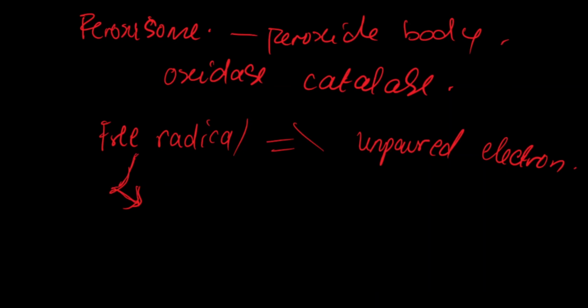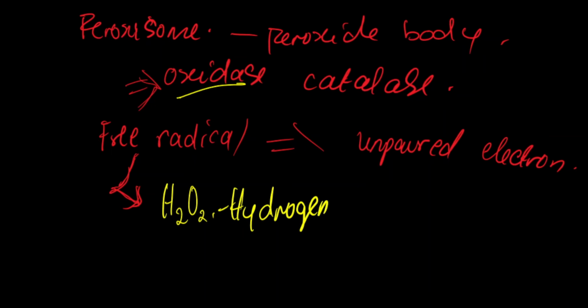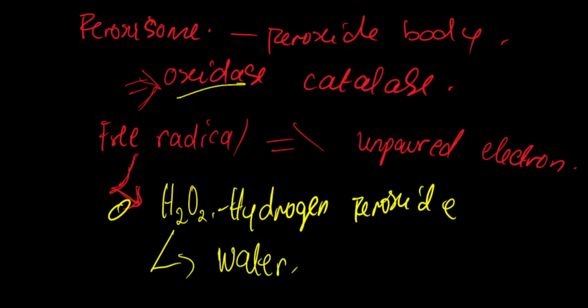Now, this is where the enzyme oxidase comes to play. The oxidase, which is an enzyme associated with the peroxisome, helps to convert these free radicals into hydrogen peroxide. Hydrogen peroxide is also toxic to the cell. Now, the enzyme catalase helps to convert hydrogen peroxide into water. Okay, so it helps to get rid of the free radicals produced by some of these metabolic activities. So it's called peroxide body because it's associated with hydrogen peroxide.